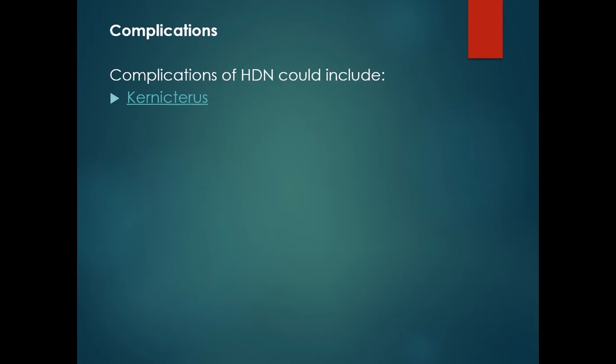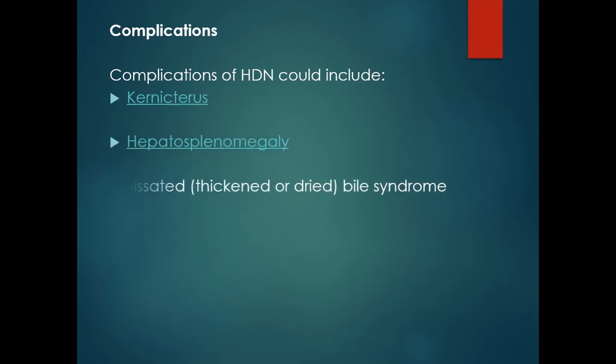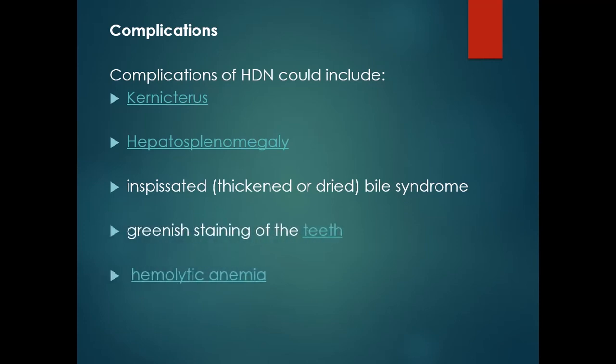Complications of hemolytic disease of the newborn could include kernicterus, which is a serious syndrome, hepatosplenomegaly due to hemolytic anemia, inspissated bile syndrome or thickened or dried bile syndrome, greenish staining of the teeth, hemolytic anemia later on, portal vein thrombosis, and sometimes portal hypertension later on. Also bleeding from treatment of the condition by umbilical catheterization.